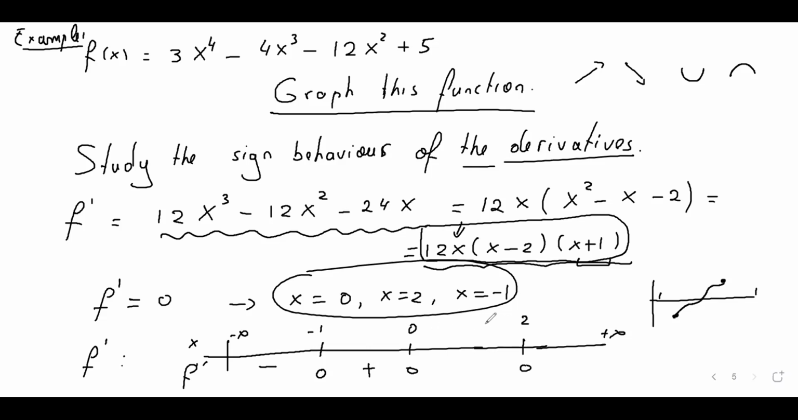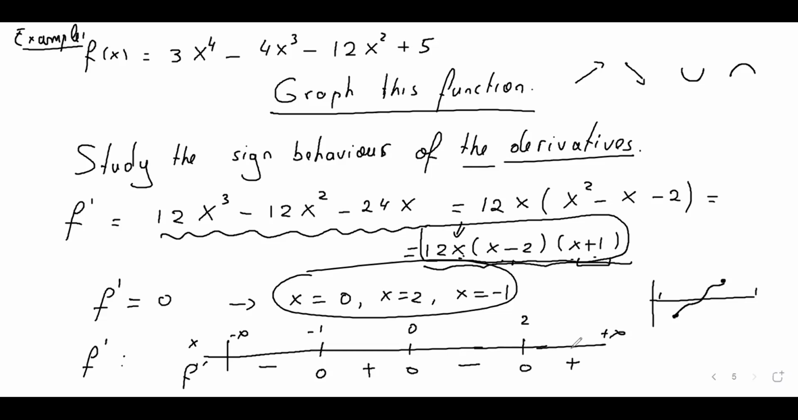You can choose another value here, say for instance 1. If you plug in 1 in the formula of f prime, let's see, 1 is positive, 1 minus 2 negative, 1 plus 1 positive. So this is going to be negative. And finally, over here, plug in any value you want larger than 2, and you get a positive sign. So this behavior of f prime should not be surprising to anyone.